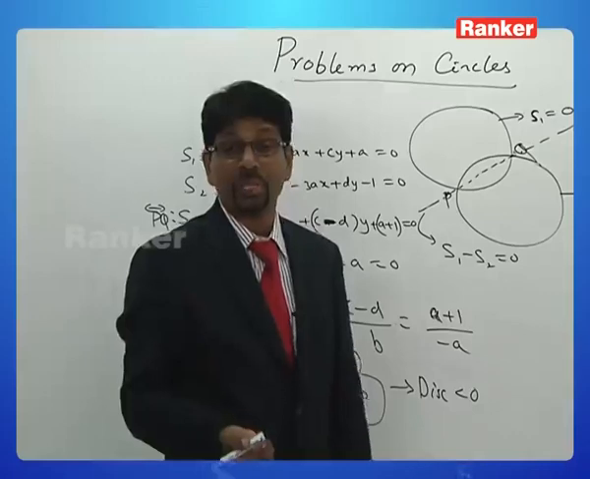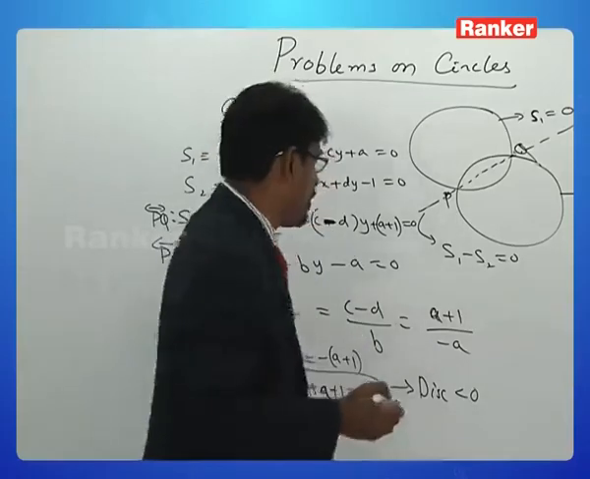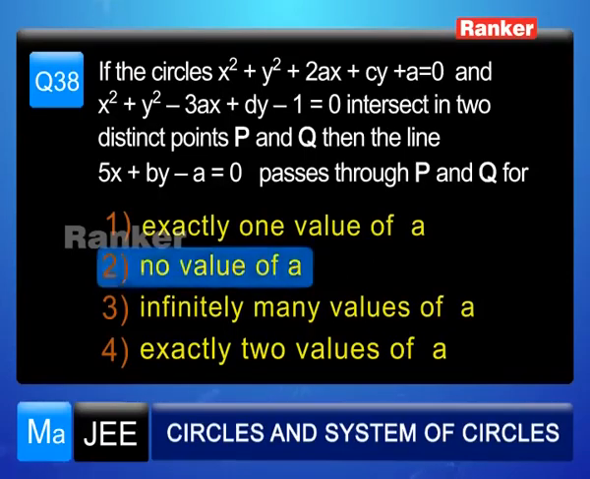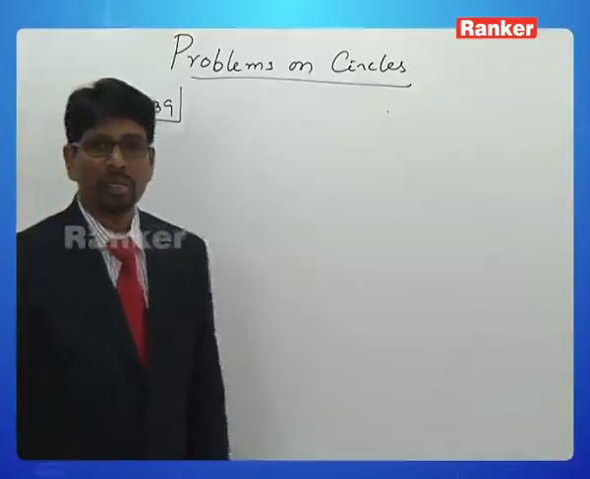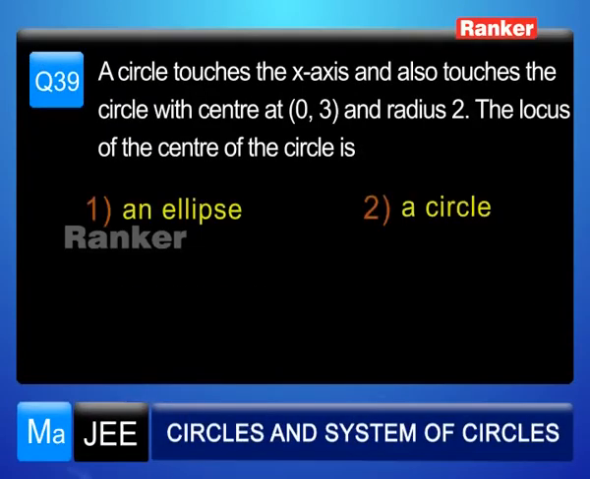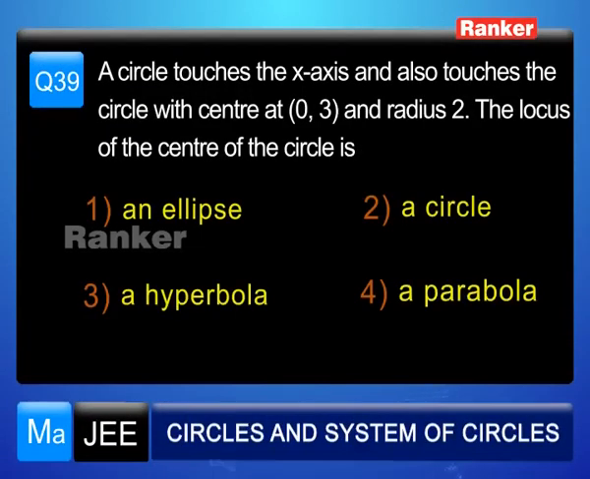So what is the right option? No value of a. Option 2 is the right answer. A circle touches the x-axis and also touches the circle with center 0, 3 and radius 2. Then the locus of the center of the circle is an ellipse, a circle, a hyperbola, a parabola.